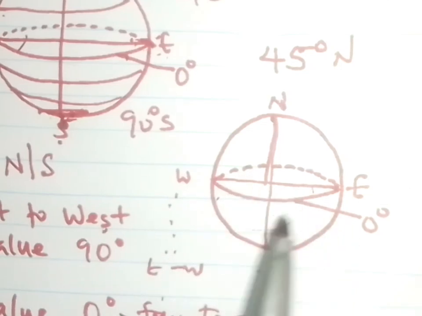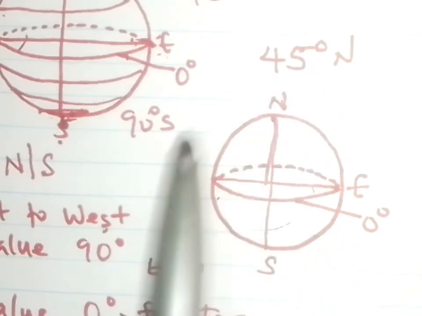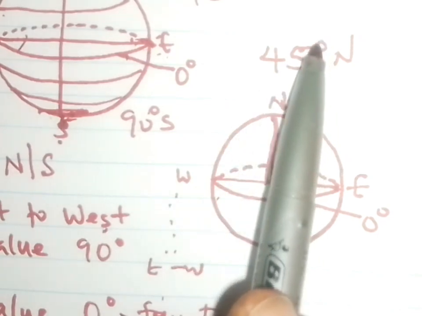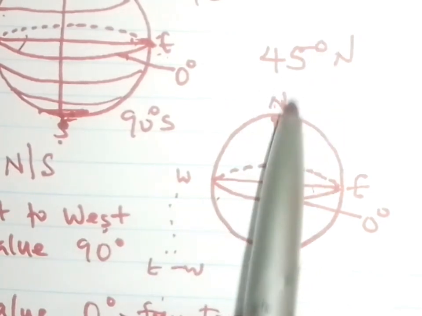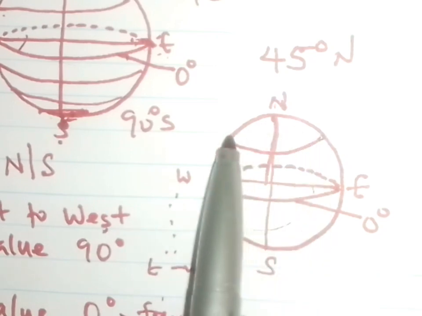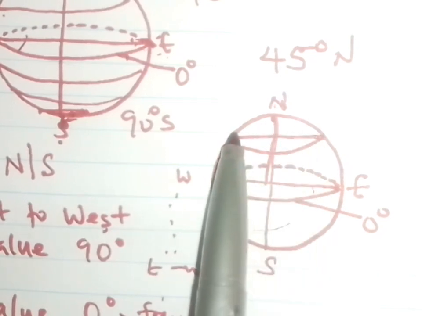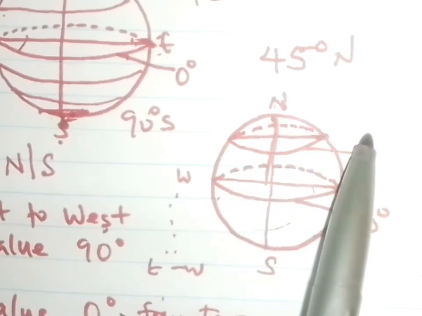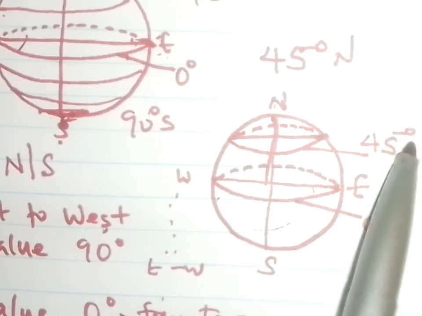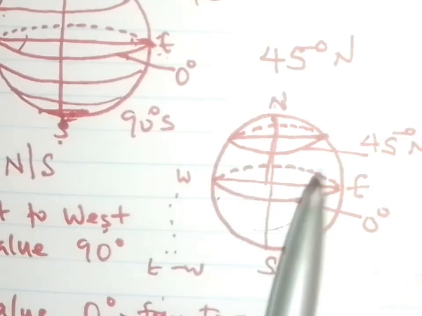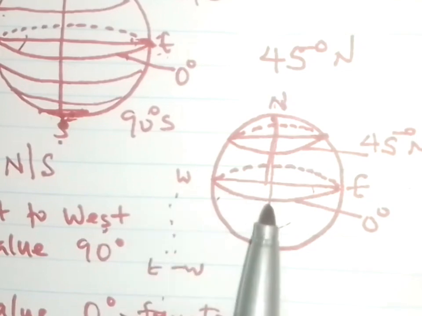So after doing this, let's now draw 45 degrees north. We come from here. You're in your northern part, so just up here, above here. Just draw a line like this. Once you draw that line, you join the middle like this, then you dot the back, just like you did for the equator. Then you label the line 45 degrees north. Simple as that. Once you've done that, you've gotten the position of the latitude.